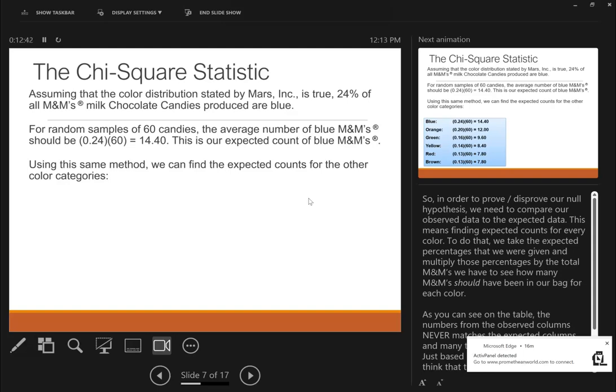So again, if 24% of the M&Ms are supposed to be blue, and I had 60 M&Ms, I just multiply 0.24 by 60, and I get 14.4. I'm sorry, in my computer, would the DF then be 6? Because there's 6. We'll get to what degrees of freedom means in a moment. Yep.